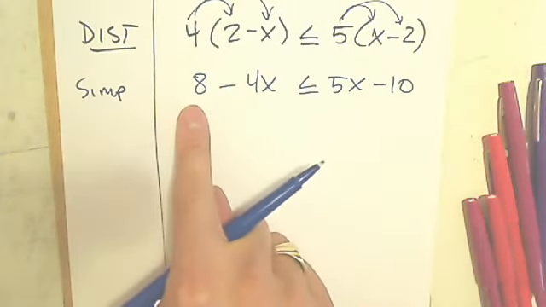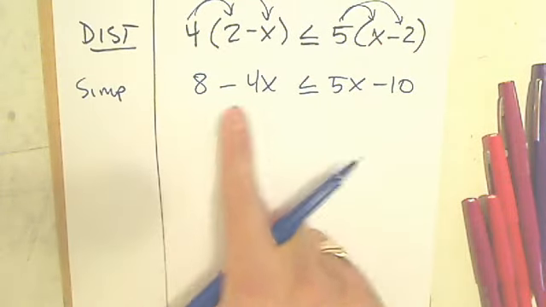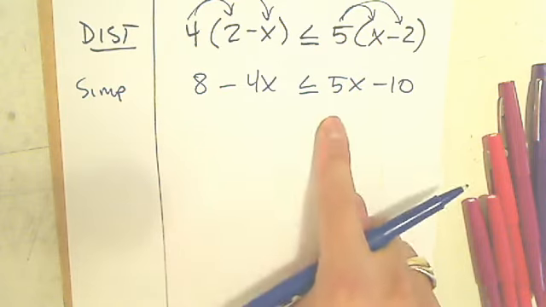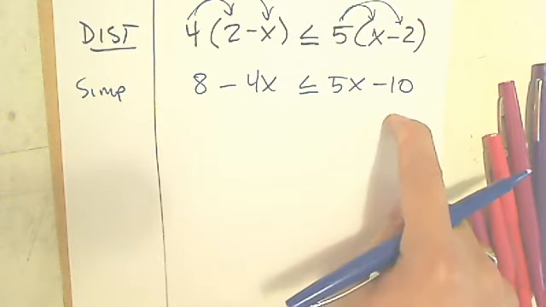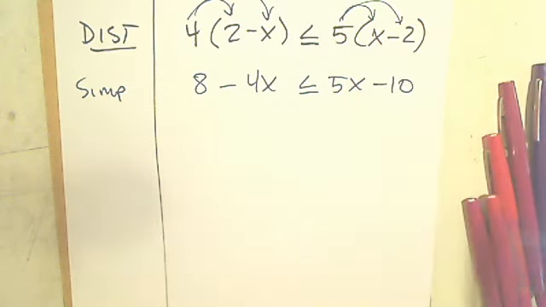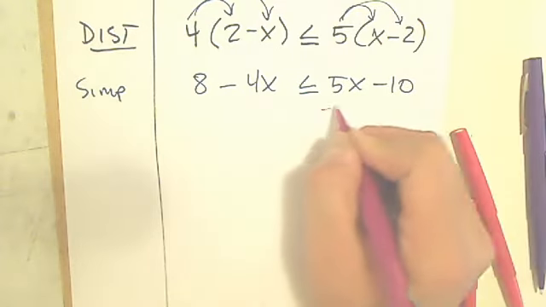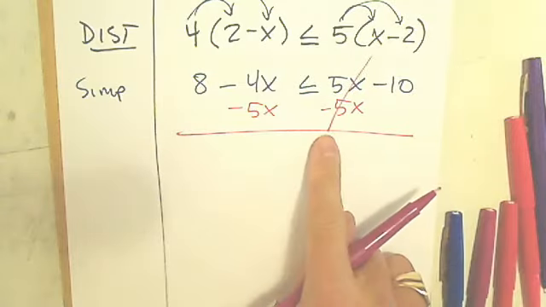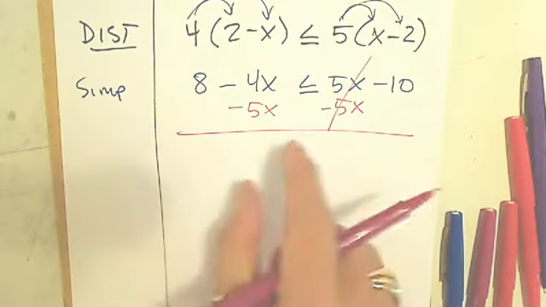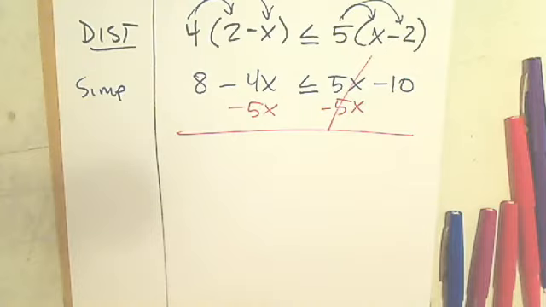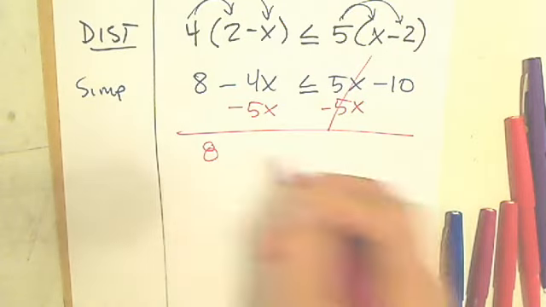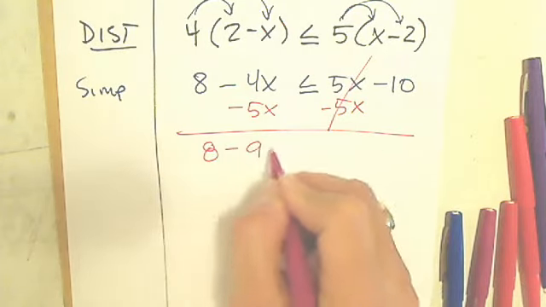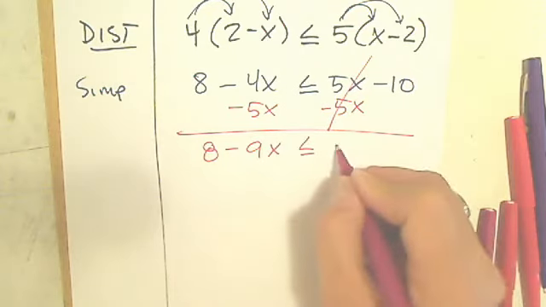Okay, now you can either subtract 8, add 4x, subtract 5x, or add 10. Subtract 5x? Okay, I'll buy that. Subtract 5x on both sides. By doing that, you flip the sign one time fewer, so it's one less mistake you can make. Bring down the 8, that's fine. Bring down the 9x, bring down the negative 10.